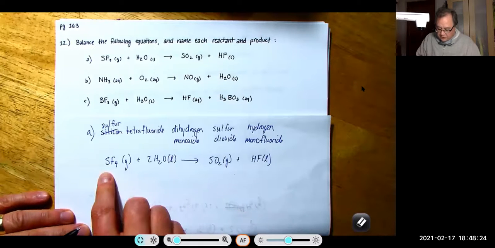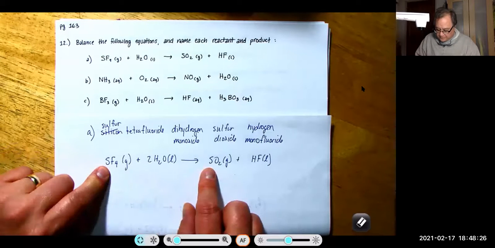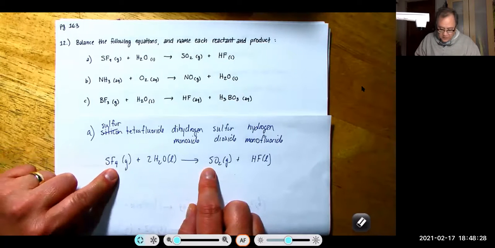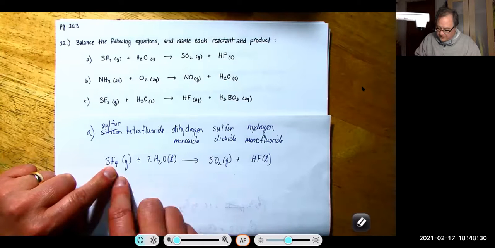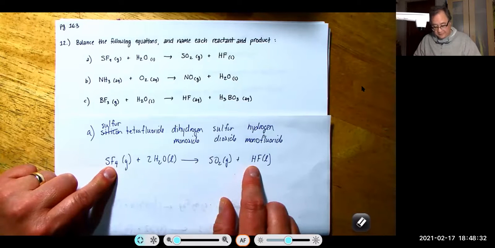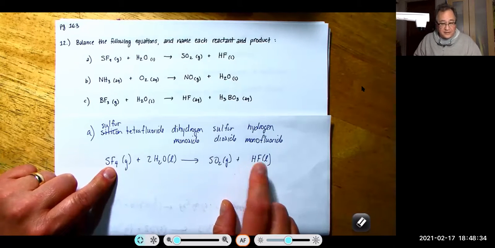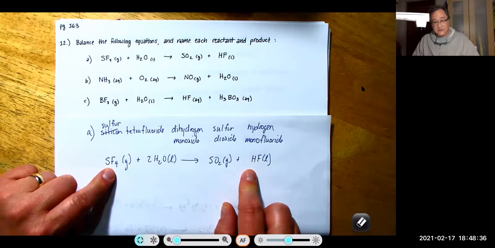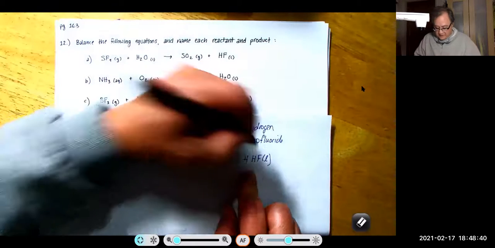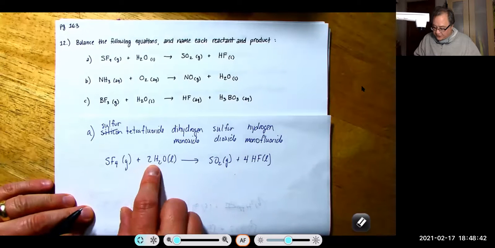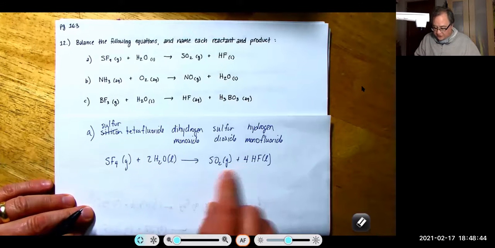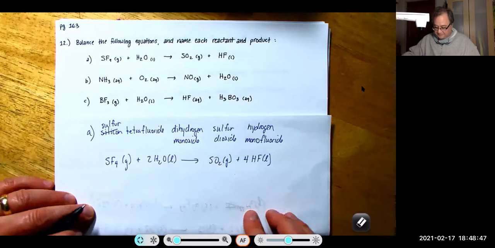So we've got 1 sulfur and 1 sulfur. We've got 4 fluorines and 1 fluorine. I think we need a 4 over here. What do you think? We've got 4 hydrogens and 4 hydrogens and 2 oxygens and 2 oxygens. So we're good to go.